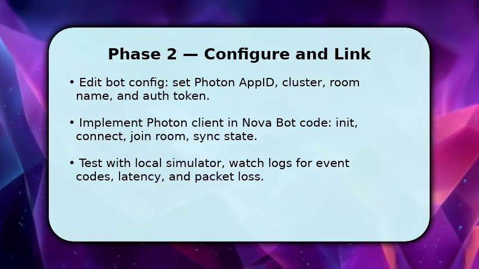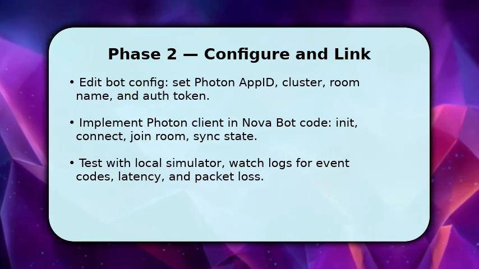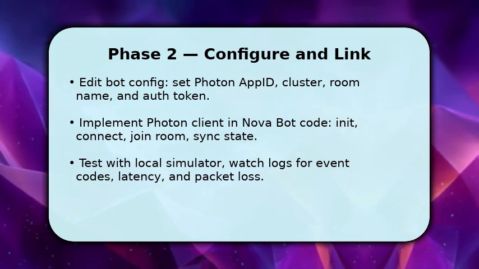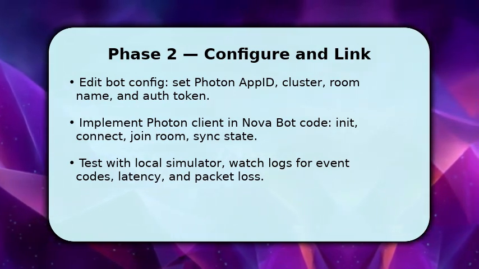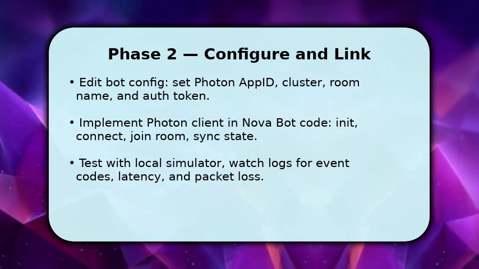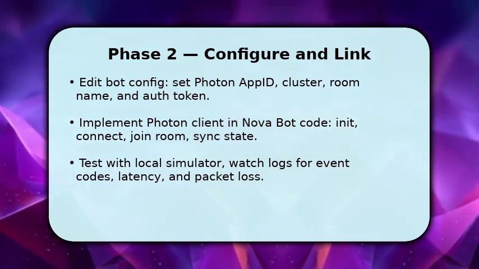Make sure you handle callbacks for on-connected, on-join, and on-event to accept commands and telemetry. Test that state serialization matches Photon expectations and run a local simulator to verify events, inspecting logs for event codes, latency spikes, and packet loss to refine retries and compression settings.